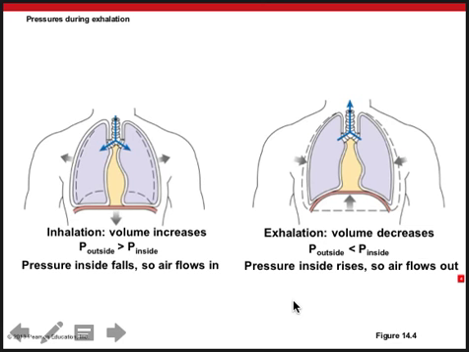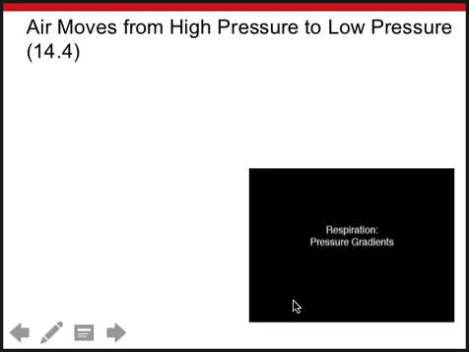So here you can see how inhalation works. Inhalation causes the volume to increase. The result is that the pressure inside the pleural cavity decreases and air flows in, while in exhalation the pressure outside is less than the pressure inside, and that's due to the fact that the thoracic cavity is decreasing in volume at this point, and that forces the air out.